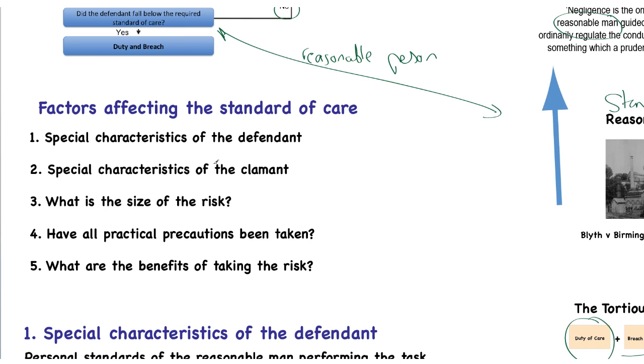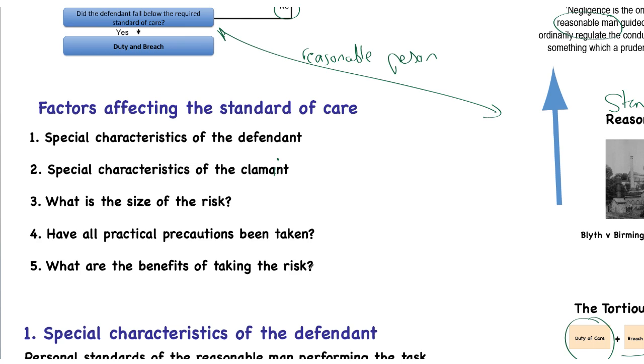The 5 key factors are: are there any special characteristics that pertain to the defendant? Are there special characteristics of the claimant? What is the size of the risk that I am taking? Have all practical precautions been taken? And what are the benefits of taking the risk that I've taken? I'm going to look at each one of these in turn as we work through the video.